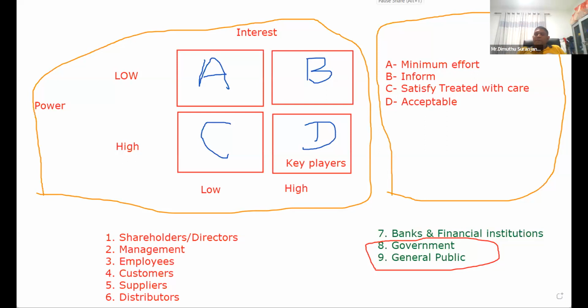Anyone? Let me know where we can identify them. Shareholders or directors. It depends on your argument, right? Normally, shareholders or directors should have more interest in the business, right? At the same time, their power is very high. Therefore, you can classify them into D group. So they are the key players.